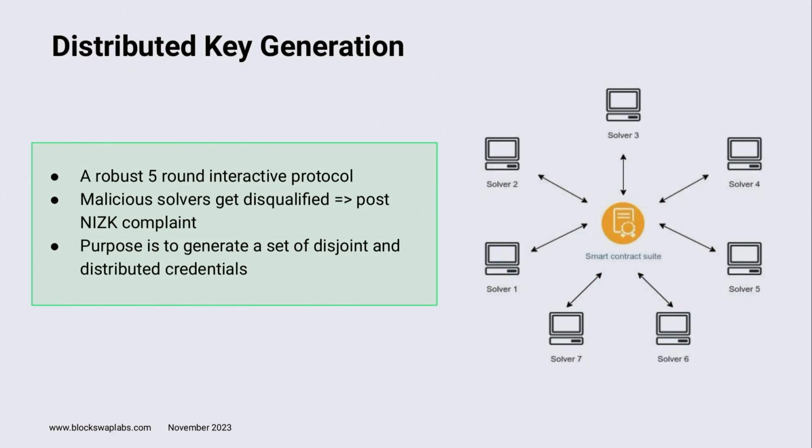Okay. So let's talk briefly about the DKG, the distributed key generation, and how we use it in our protocols. In our case, it's a 5-round robust protocol. Robust means that even if it stops, it can continue from the same step. You don't need to rerun it from scratch.